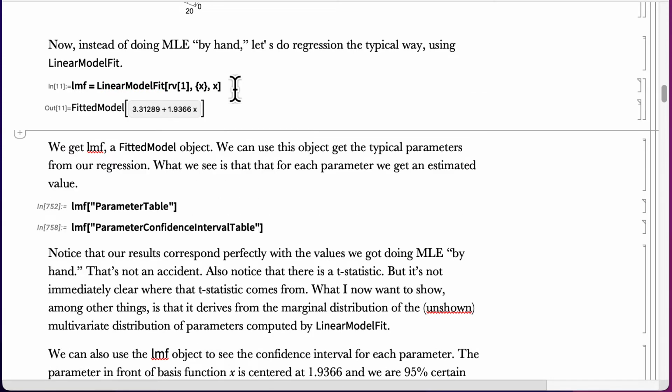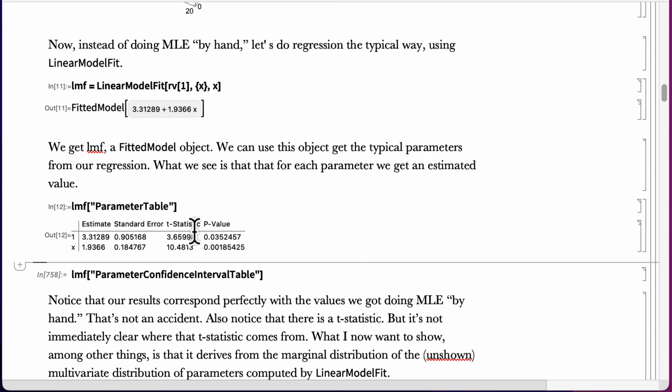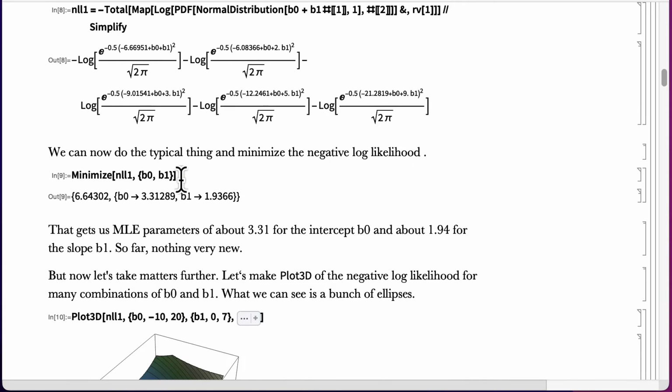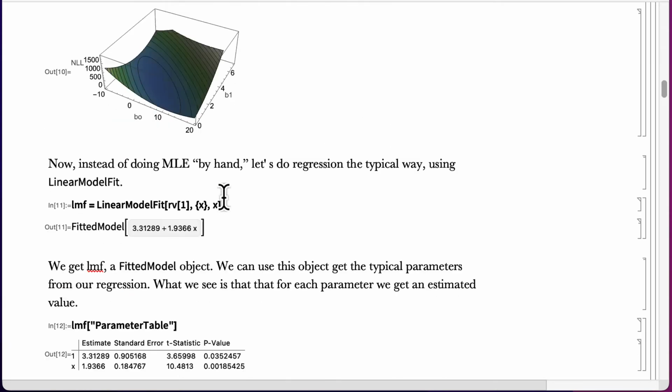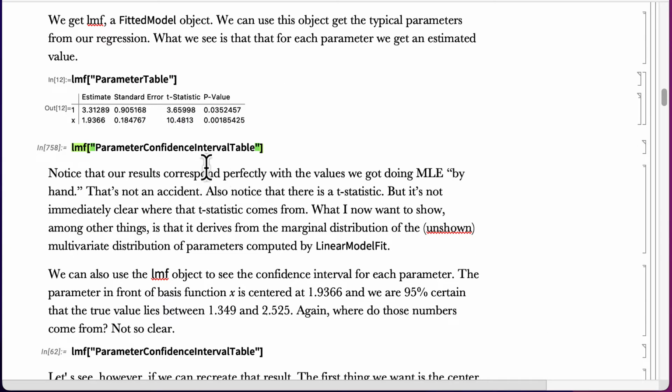So if we do that, we get this model, and we can use this model and extract things like the parameter table. And I showed this in the introduction to this video. You get an estimate for the best fit, and then you get a p-value along with some other things. And you get that for both of the basis functions. And by the way, you should notice that these numbers correspond exactly to the numbers I got when I did maximum likelihood estimation, which is what's supposed to happen.